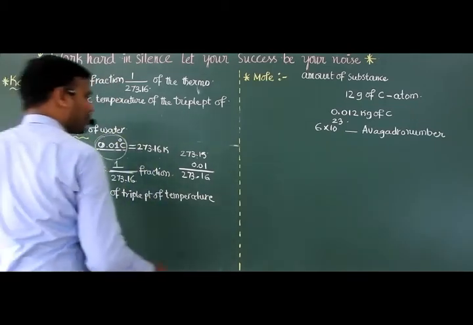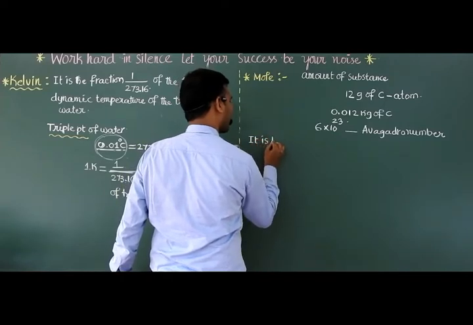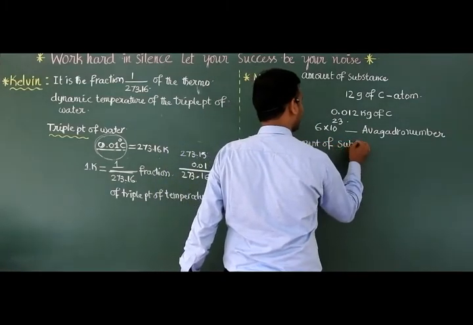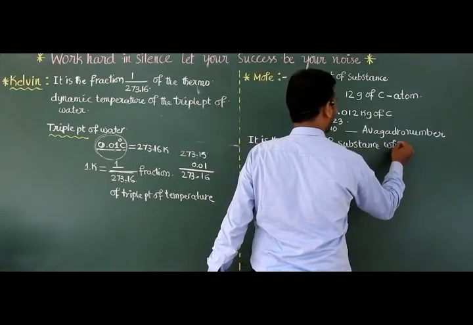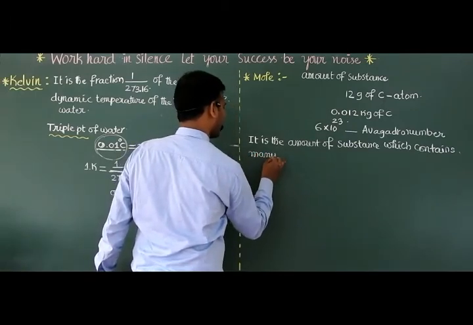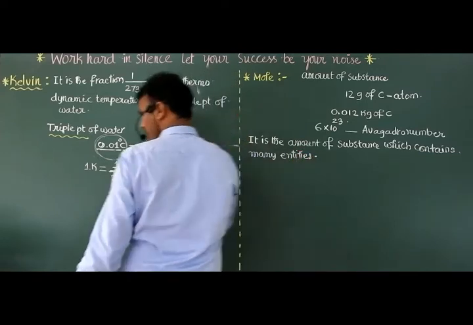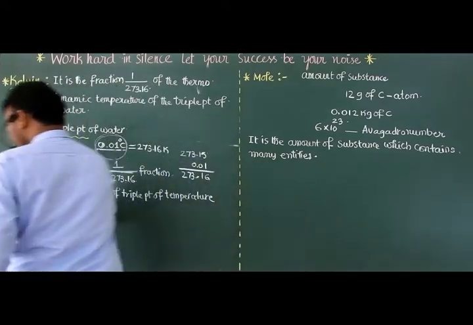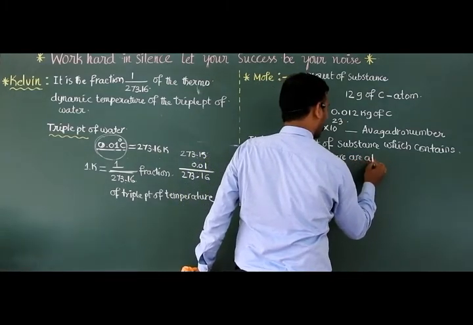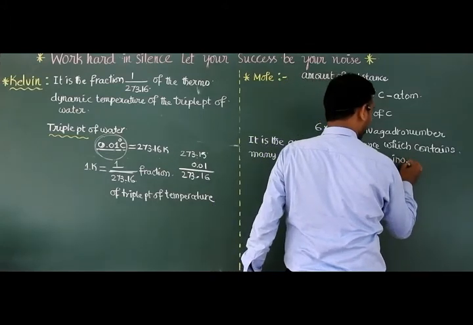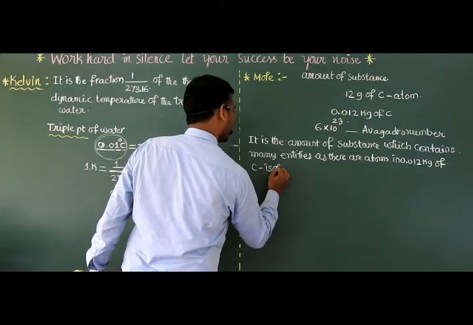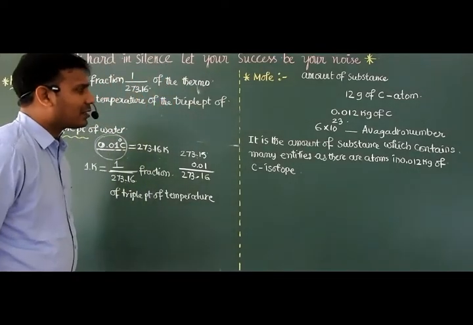Now I will write the definition of mole. It is the amount of substance which contains as many entities as there are atoms in 0.012 kg of carbon isotope. Okay, so this is about the definition of mole.